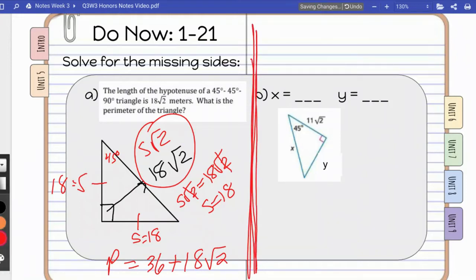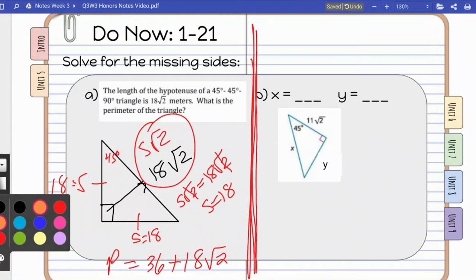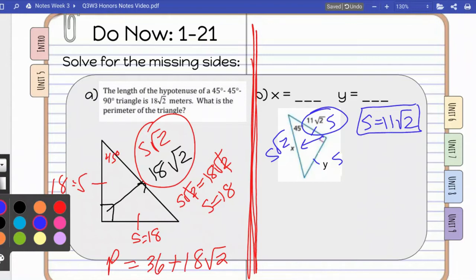Come over here and look at the next picture. We still have a 45-45-90 triangle. So we're going to label the two legs S and S, and the hypotenuse will be S square root of 2. Circle the given, set up my equation. Well, it just so happens we were given S. S is 11 square roots of 2. So since Y is equal to S, Y is going to be 11 square roots of 2.